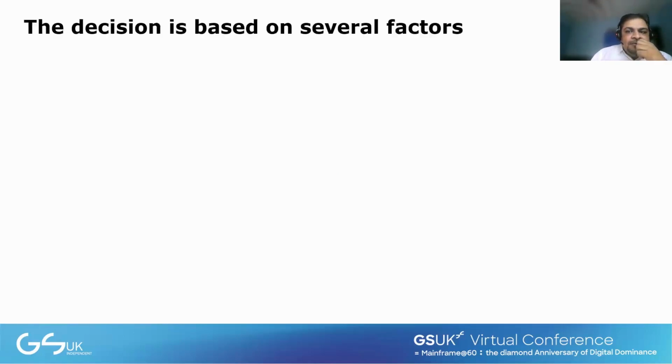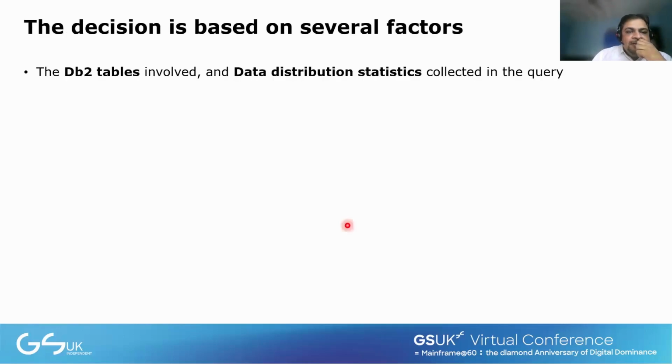The decision is based on several factors, as we have already discussed: the tables involved and the data distribution statistics. There could be multiple data distribution statistics, for example, the number of rows, the cardinality of data, all that sort of stuff. It evaluates them, and these are some of the inputs on which basis it finalizes the access path.